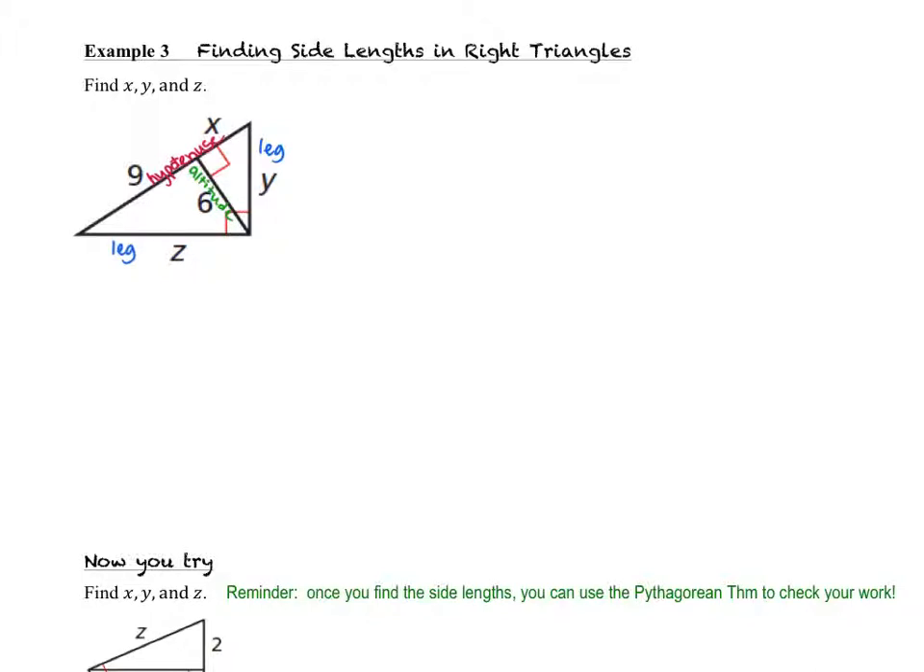And now let's remember the relationship between the altitude and the two pieces of the hypotenuse. If you remember, the altitude is the geometric mean between the two pieces of the hypotenuse split by the altitude. In our example, the altitude is length 6, so 6 squared is equal to, and the two pieces of the hypotenuse measure 9 and x, and we're multiplying those numbers to each other. So 6 squared is equal to 9x. As we solve for x, we know that it's going to be equal to 36 divided by 9, or 4. So x is equal to 4.